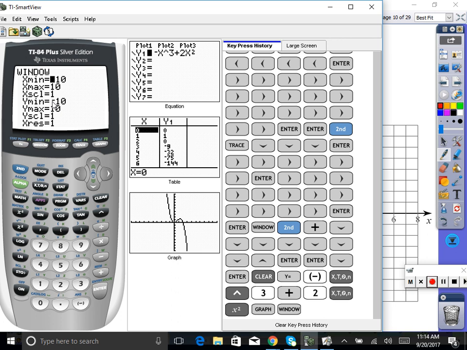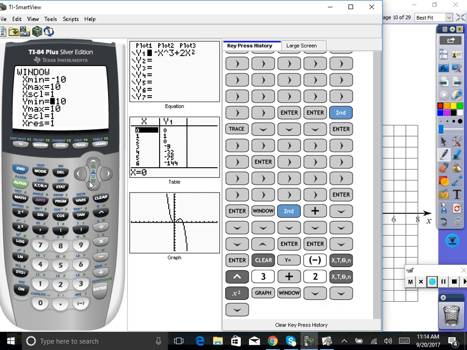So x scale just means, what do you want your tick marks to be in? 1s or 5s or 10s? So we want to go in 1s always. So x scale we always leave as 1. Y min, once again, means how far down you can literally see on the y-axis. We can only see down as far as negative 10. And then y max, we're seeing up as high as 10. Do I need to see that far down? Not really. We can cut this off better, can't we? If we wanted to get in there closer.